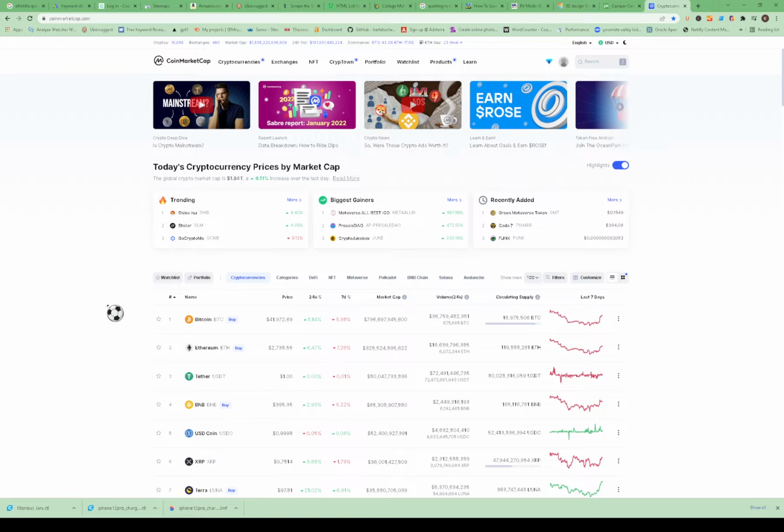Today I'm going to be showing you how you can do a review on a token and possibly see if it's a scam or not a scam within 5 to 10 minutes. So we're going to find a token on the recently added section of CoinMarketCap.